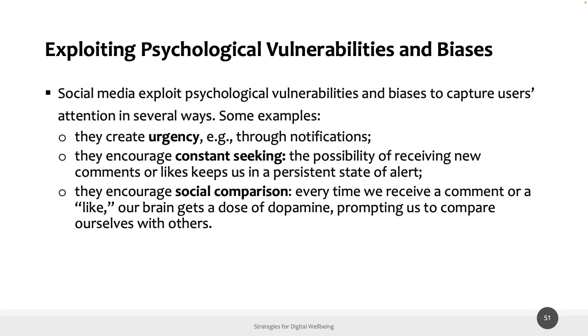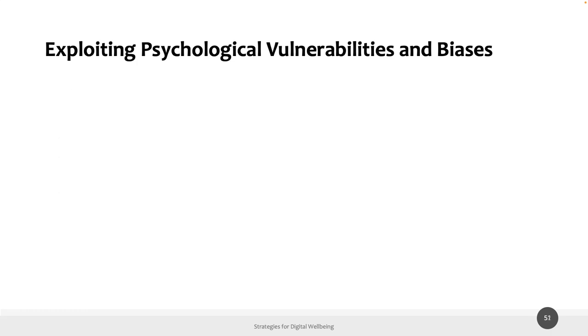And social media exploits psychological vulnerabilities and some of the biases that we have seen to capture the attention of the users in several ways. Just to make some examples, then we will move to attention capture dark patterns. They create urgency through notifications, for example. They encourage constant seeking, like with the possibility of receiving new comments or likes, and this possibility keeps us in a persistent state of alert. They also encourage social comparison. Every time we receive a comment or a like, our brain gets a dose of dopamine, prompting us to compare ourselves with others.